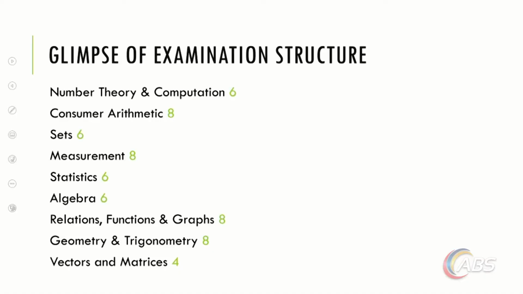Here you have a glimpse of the examination structure, and these are all of the content areas that will be covered in paper one. So the number you see next to the topic are the number of problems that would appear in your upcoming exam. This is based on the CSEC syllabus, all right?